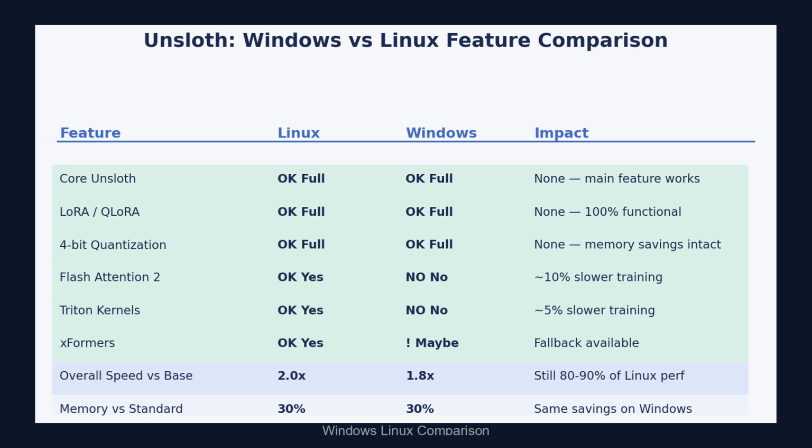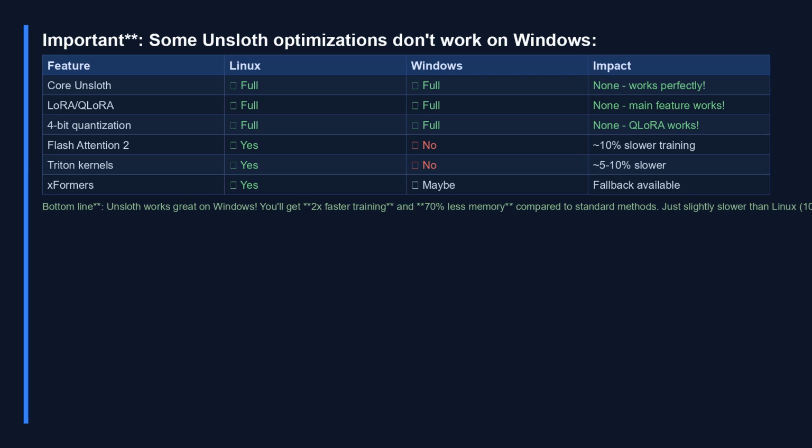If maximum throughput is critical for your use case, a Linux environment will give you that extra 10%. For most fine-tuning workflows on a development machine, Windows at 1.8 times is entirely practical. The quality of the trained model is unaffected by the platform. Only training speed differs.